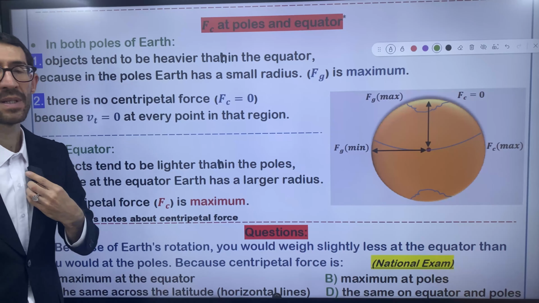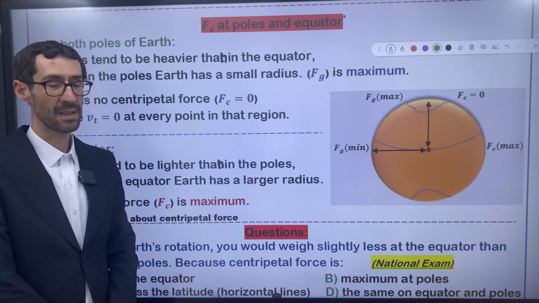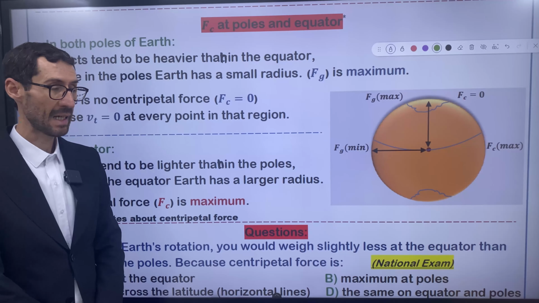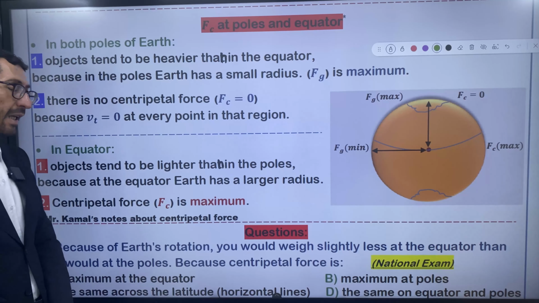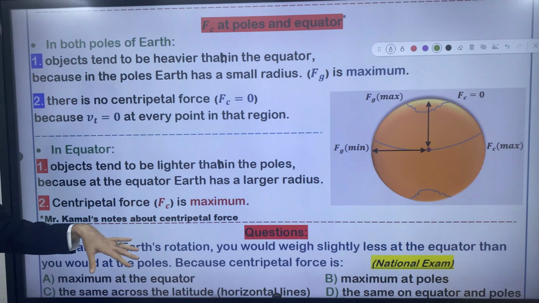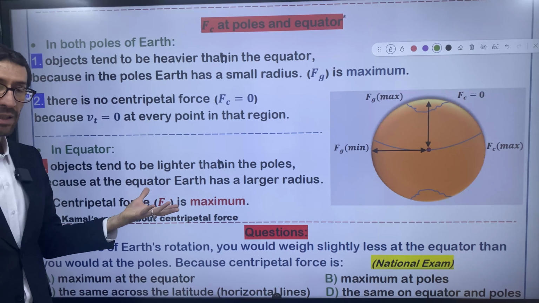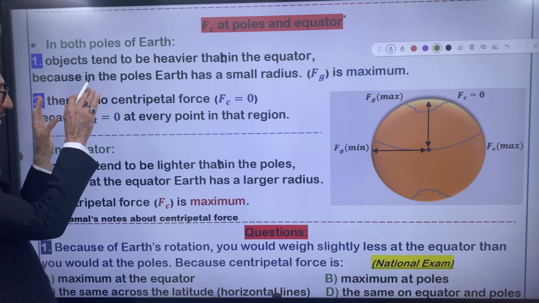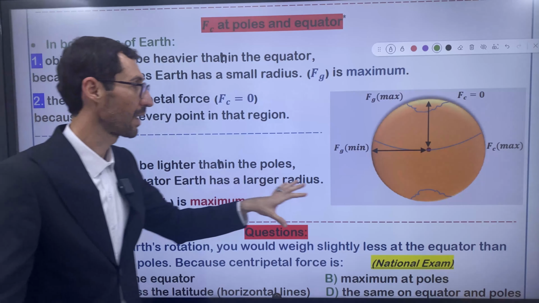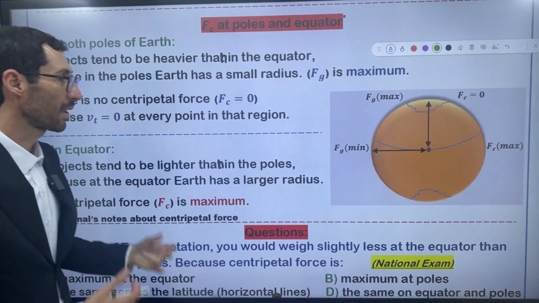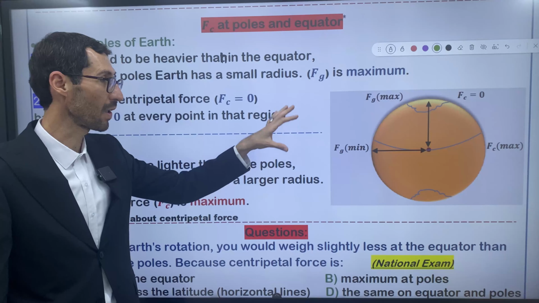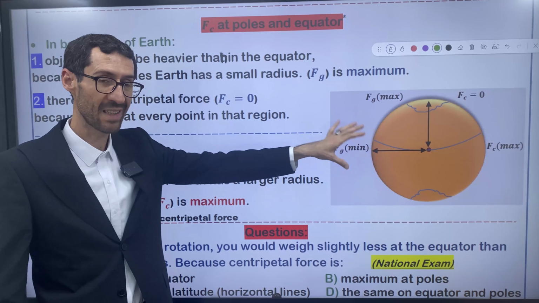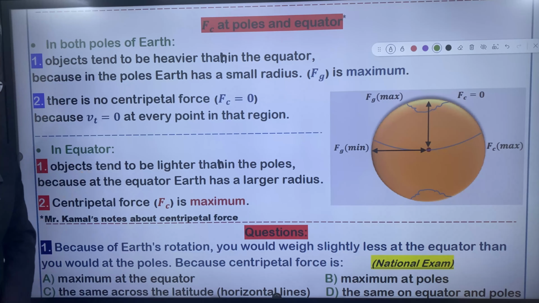Here, I want to appreciate Mr. Kamal, one of my friends and colleagues, actually one of my coworkers. He helped me collect this information. He told me these notes, and I collected them and prepared them here. I drew the figure, and I'm at your service to explain these notes for you. And there is a question about this subject in the national exam, so pay attention to this explanation.